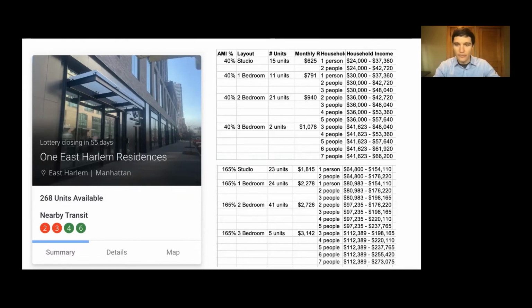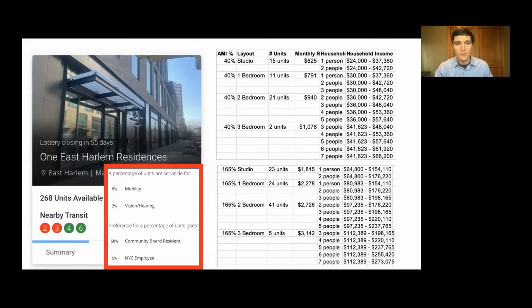And if that weren't enough, not only do we have that set of policies, in addition, the city has what they call preferences, which says across the building, we want a certain percentage of the apartments to go to people with disabilities, to go to community board residents, so people who already live in the neighborhood, to go to city employees. 5% of units usually go to city employees. So it ends up being quite a tangled web of requirements that developers are forced to navigate.